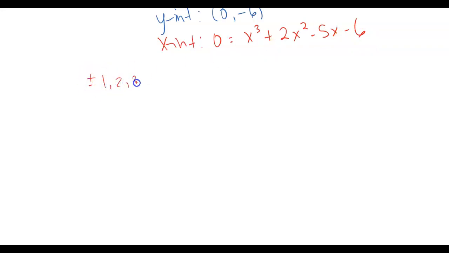1, 2, 3, and 6, divided by the factors of the number in the front. And the number in the front is just a 1. So the only thing that goes into 1 is 1. So basically, I can try 1, 2, 3, or 6, or -1, -2, -3, -6. So I'm just going to start trying, okay? So maybe we try 1 first.